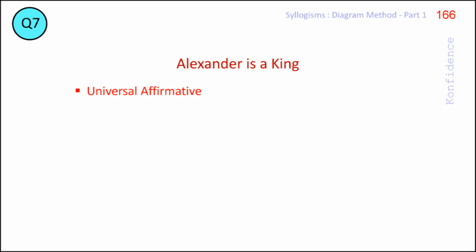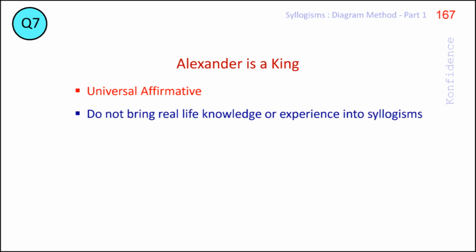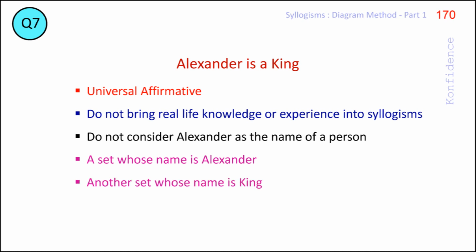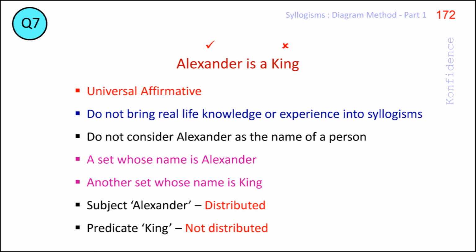As mentioned earlier, do not bring our real life knowledge or experience into syllogisms. Do not consider Alexander as the name of a person. Just consider that there is a set whose name is Alexander and another set whose name is King. Thus, "Alexander is a king" is as good as saying all Alexanders are kings. So it is a universal affirmative statement, and so the distribution pattern is Alexander distributed, king not distributed.